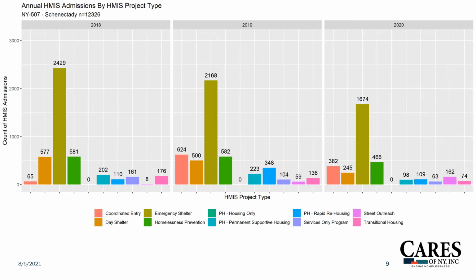And one thing I want to call out is the immense growth in coordinated entry admissions from 65 in 2018 to 624 in 2019. Another interesting point to call out is how homeless prevention was almost identical between 2018 and 2019. We did see an increase in rapid rehousing admissions in 2019. It was pretty dramatic. And we also saw the overall decline of transitional housing year over year, along with the overall decline of services-only programs as well.